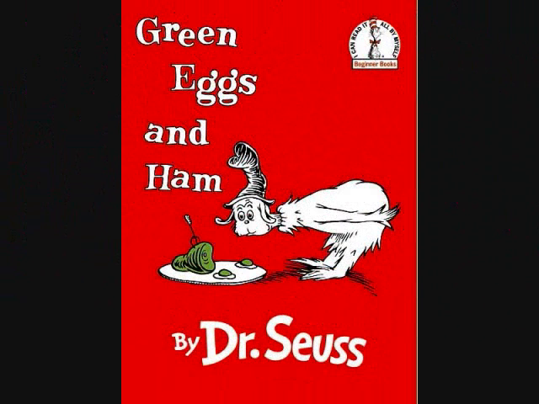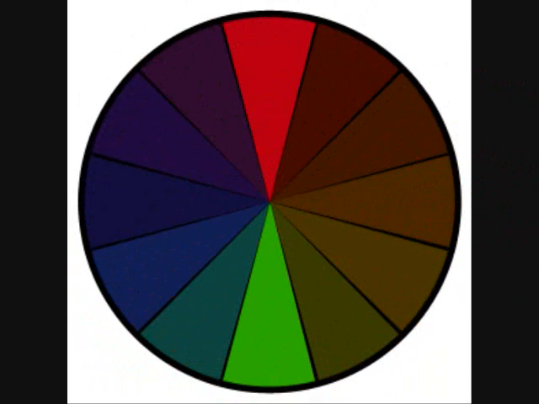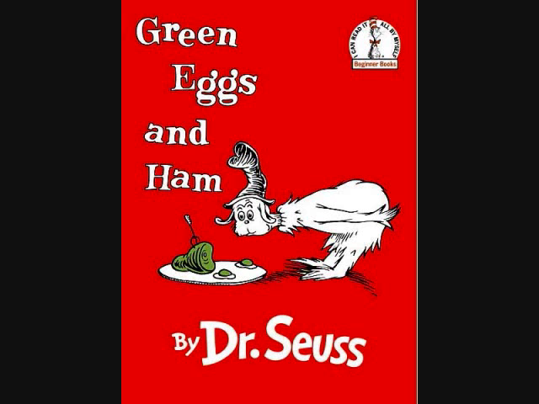Look at the book by Dr. Seuss, Green Eggs and Ham. The background is red and the ham and eggs on the cover are green. The red and green are on opposite sides of the color wheel. So when you look at the cover, the red background makes your eyes draw on to the green.